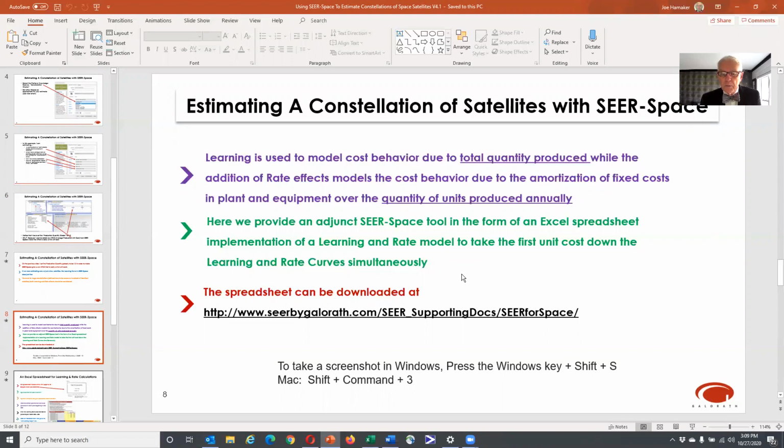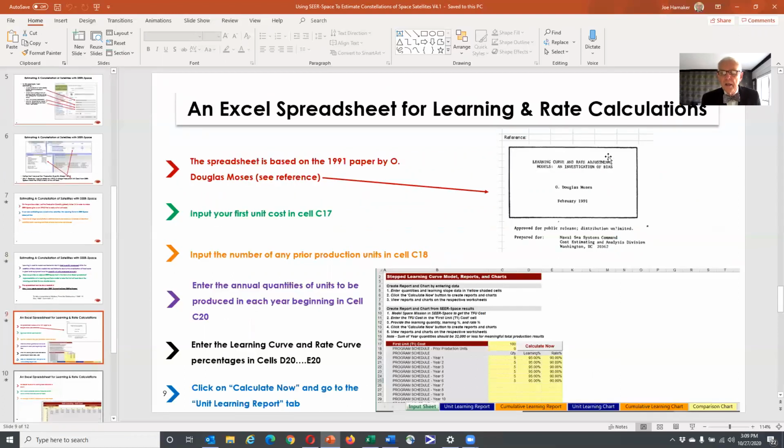And that spreadsheet can be downloaded at the link at the bottom of this chart. And again, the instructions for taking a screenshot of that are at the bottom of the chart. If you don't get that, feel free to email me and I'll send you that link. Now let's take a look at that spreadsheet.